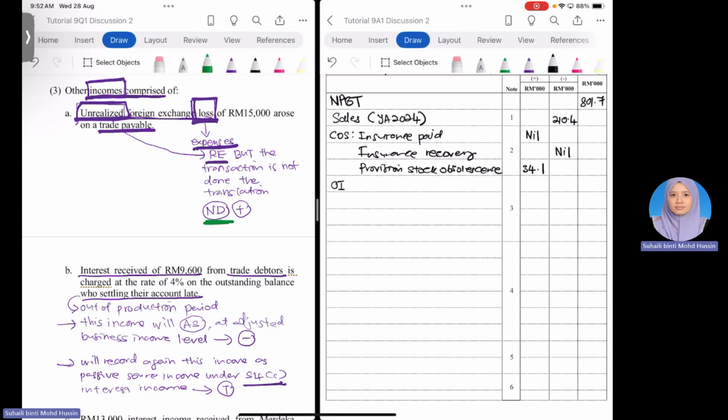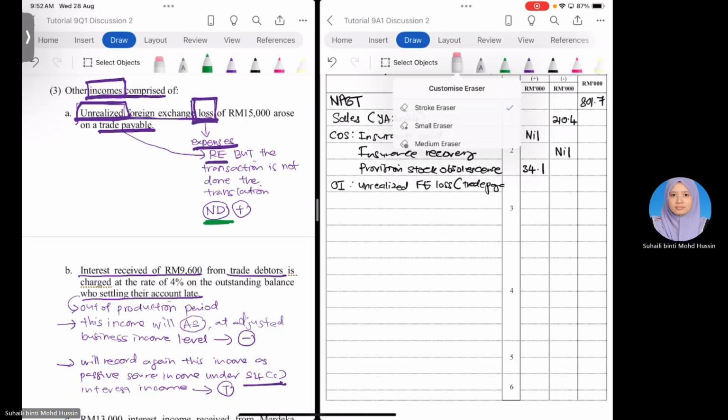Other income, I put IOI. So this one, unrealized foreign exchange loss related to the trade payable. Not allowed for deduction. I input TP for trade payable, not enough space. So not allowed for deduction, right? So we have to add back 15,000 ringgit.